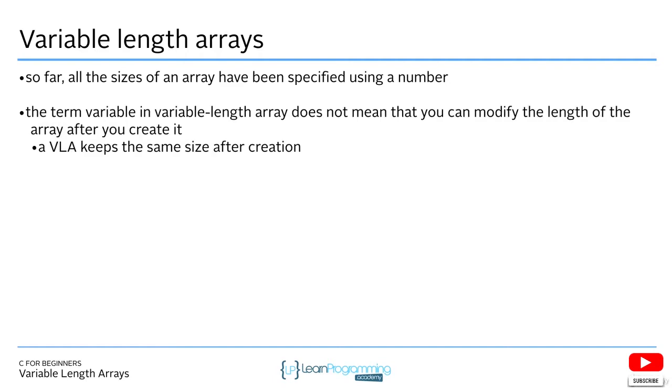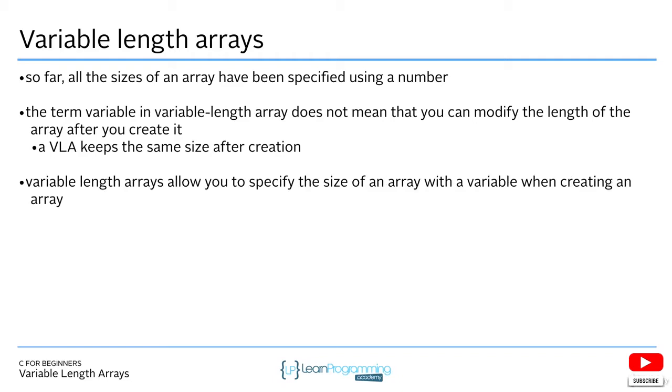So the term variable in variable length array does not mean that you can modify the length of the array after you create it. What it does mean is that you now can set a variable to use for that array. So a VLA is still going to keep the same size after creation. The variable length array allows you to specify the size of an array with a variable when creating an array. So you can just use variables. That's all it really means.